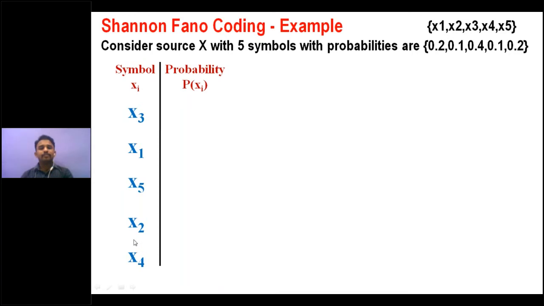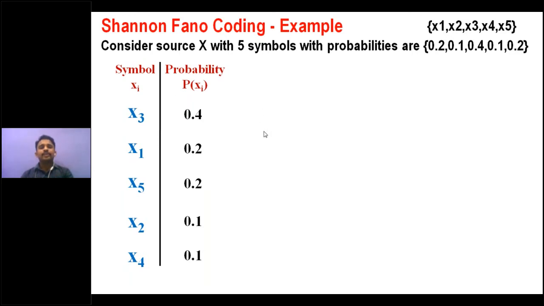Now, out of 5 symbols, x3 has 0.4 probability, x1 and x5 have 0.2 probability, and x2 and x4 have 0.1 probability. So I have taken the decreasing order of the probability. You can take increasing order, not a problem, but we have to follow one unique representation like a standard. In comparison between the two, decreasing order of the probabilities is the easiest procedure. Okay, so this is the first step of Shannon Fano coding.